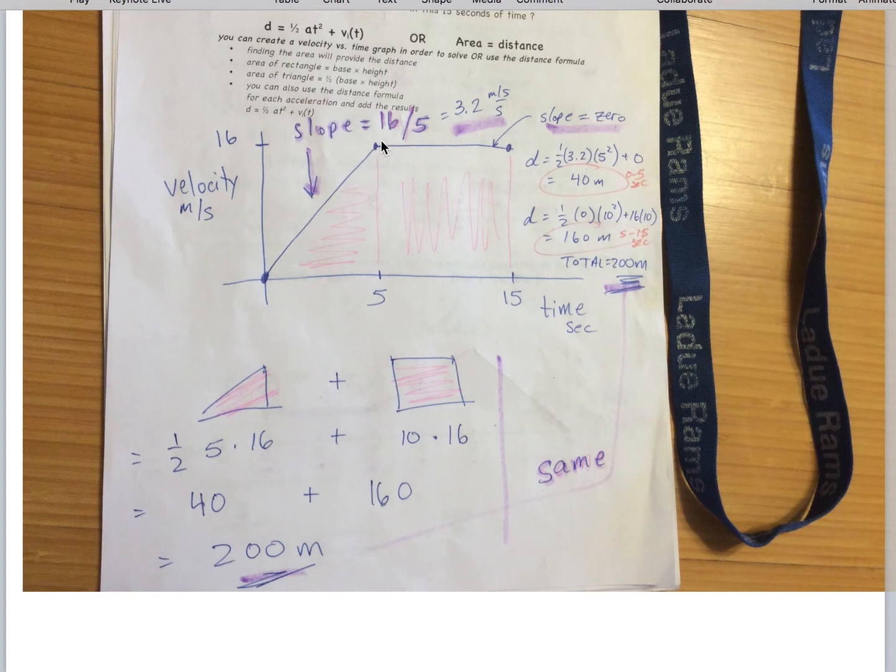So the slope of the first piece would be 16 over 5, or 3.2. The slope of the second piece is 0, but remember it does start at a velocity of 16. So if you got two different values for acceleration, use the distance formula two separate times, and just make sure you incorporate the time intervals associated with each piece.